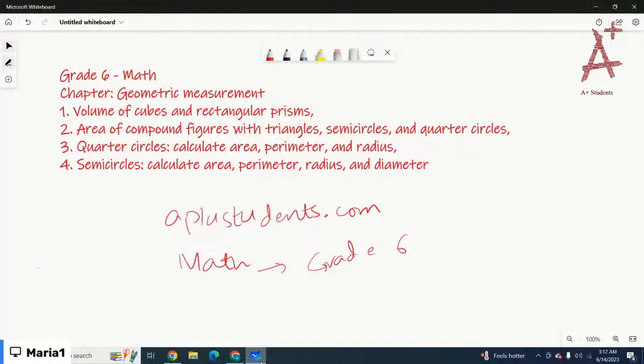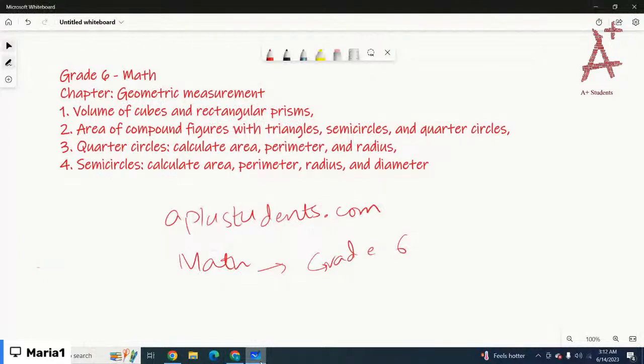You can find all the lessons on aplusstudents.com. You have to log in there using your email address and the password provided by the administrator. Then you have to select math from the subject tab, scroll down to grade 6 maths, and click on view all lessons. There you can find a list of the chapters.